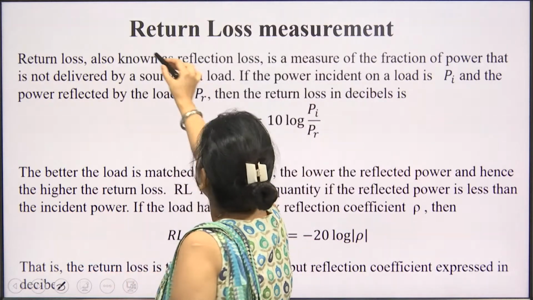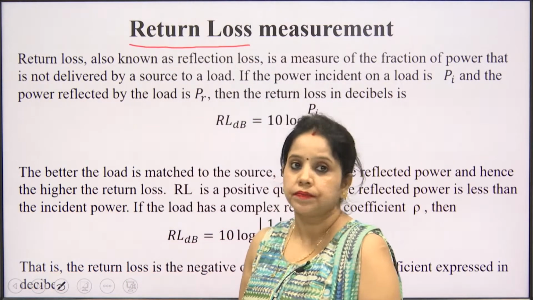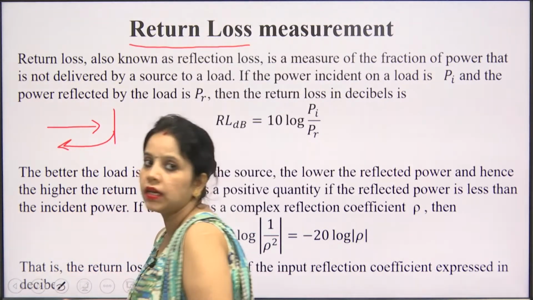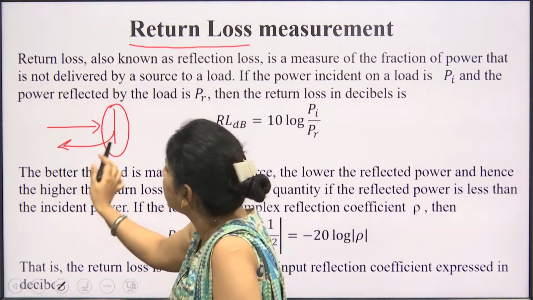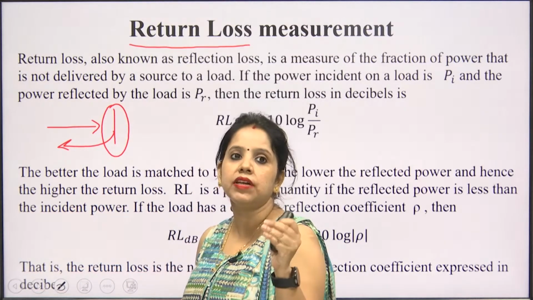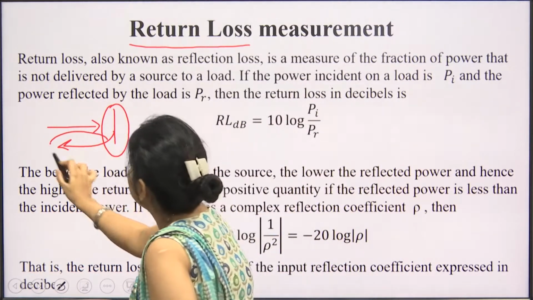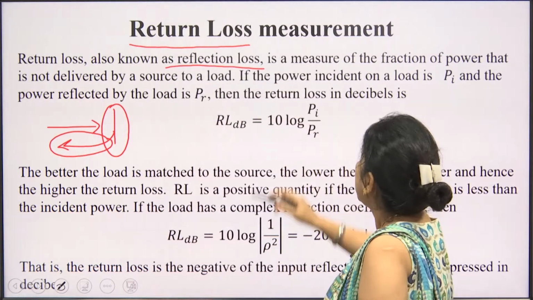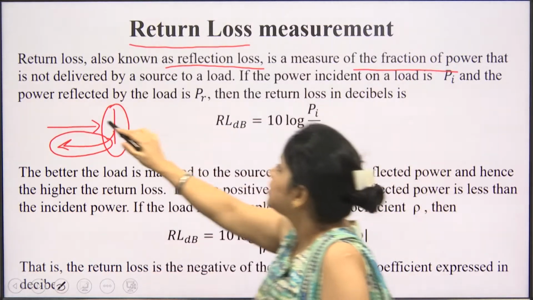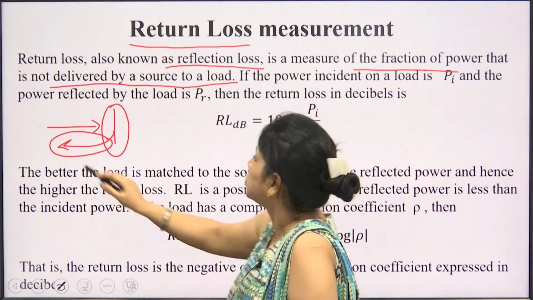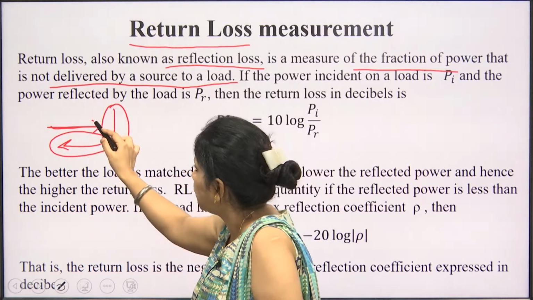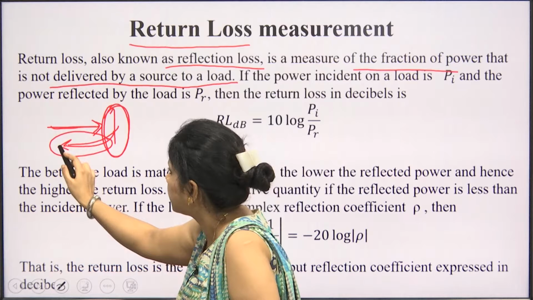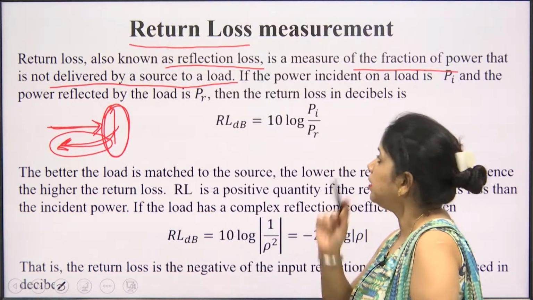So, whenever we talk about the return loss, what is meant by the return loss? Whenever we give a signal to something and it is not fully absorbed by that and it gets reflected back, that is our return loss. So, if we want to measure it, what we have to do? Return loss is also known as the reflection loss and is a measure of the fraction of power that is not delivered by the source to the load. Same thing, the power which we are going to deliver to the load is not fully received and it is reflected back and it is called our return loss.